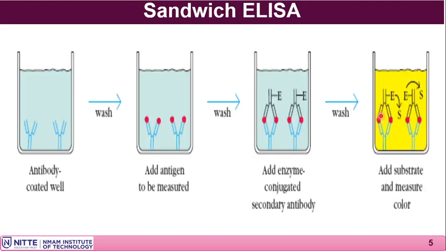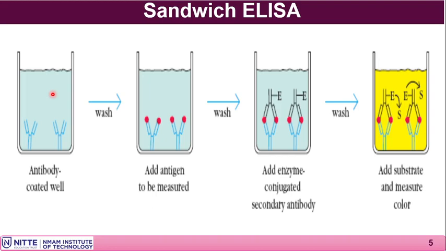In another technique, where sandwich ELISA is performed, a protein A coated container is used. The inner surface of the container is coated with protein A. To that, unlabeled antibody is added, or one can add patient serum suspected to be having the antibody.